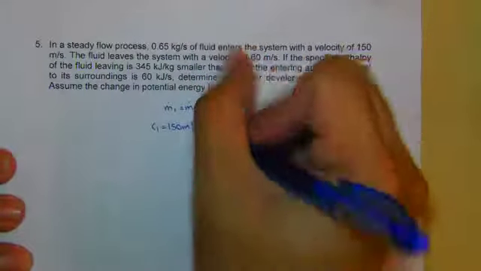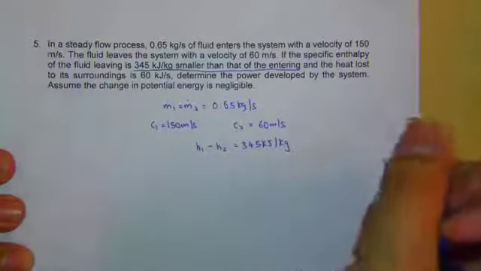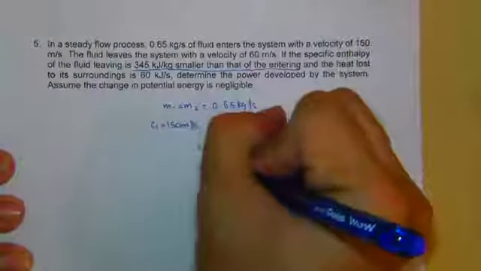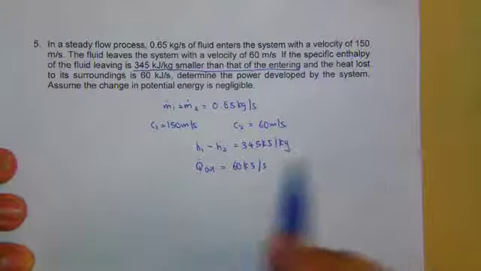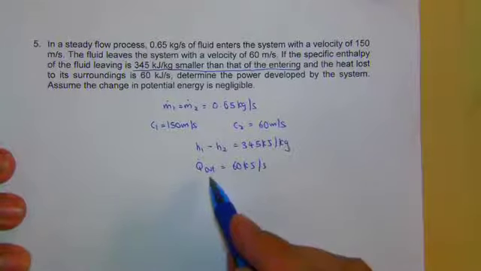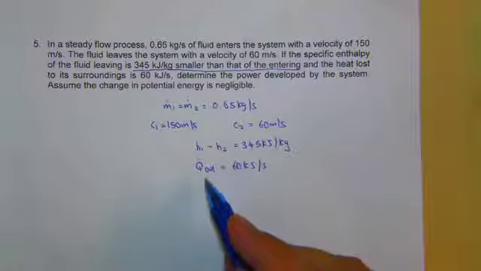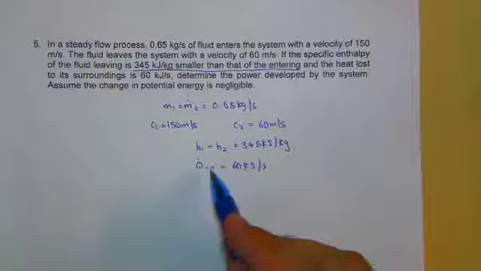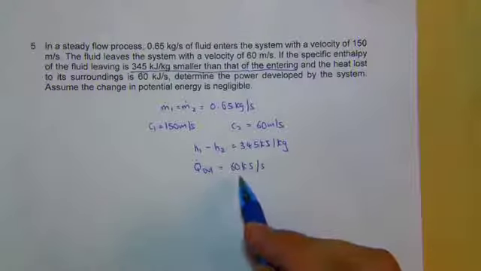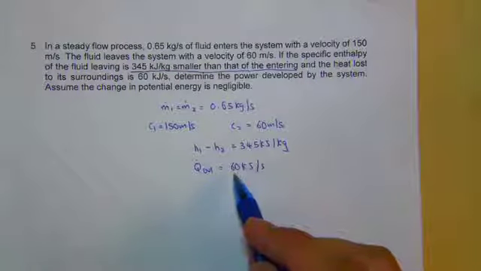And the heat loss to the surrounding is 60 kilojoule per second. So Q dot out will be 60. I need to reemphasize again, for flow equation, there is no plus or minus. Everything is positive, because all the sign and all the orientation has been taken care of. So Q out in this case will be positive 60 kilojoule per second. It's not like the non-flow equation. For the non-flow, you need to take care of the convention, what is positive and what is negative. For flow, don't need to care.